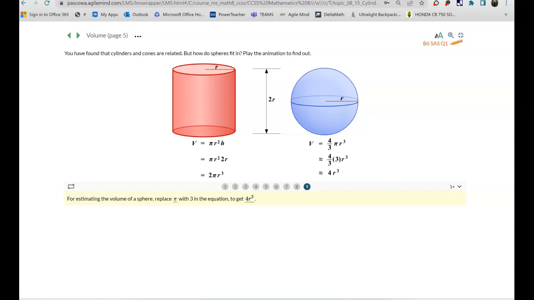Now remember, when you cube r, the radius, that's radius times radius times radius. Not radius plus radius plus radius. The radius times itself 3 times. All right.